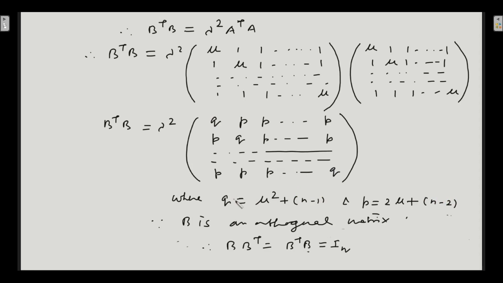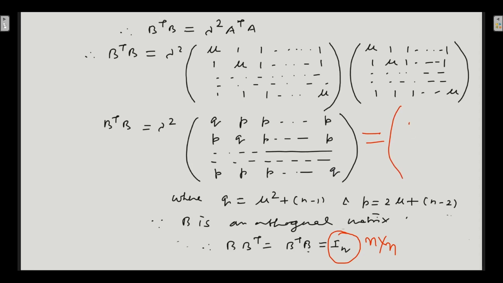Now B is an orthogonal matrix, already given to us in the question. Nothing new in that. So as B is an orthogonal matrix, B transpose B is equal to the identity matrix. So this particular entire expression B transpose B is equal to I_N. I_N denotes an identity matrix of n cross n order.